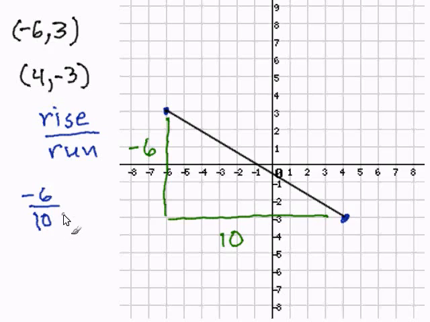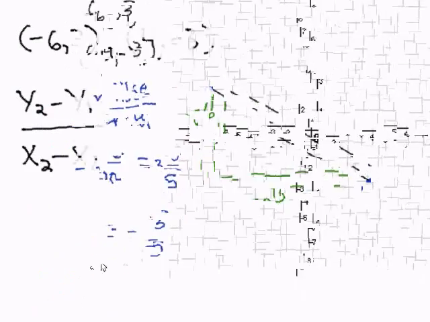Now I should reduce whenever possible. -6 and 10 could be reduced by 2, and that's going to get you -3 over 5. And the slope between these 2 points is -3/5. And this completes my problem.